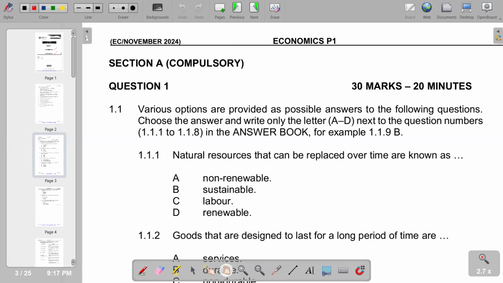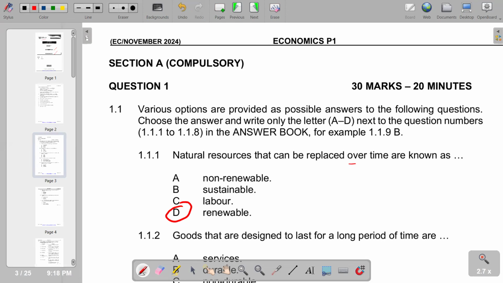So first question that we have is natural resources that can be replaced over time are known as. So if they can be replaced over time, it means they can be replenished. So in that case, they become renewable. So we have renewable on D. Remember, whenever a resource is renewable, it is a natural resource that can be replenished naturally over time. Therefore, it can be used continuously without permanent depletion. So there is no permanent depletion in terms of a renewable resource. So this is what we have.